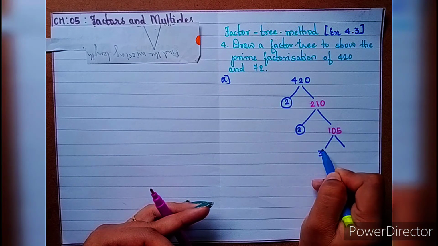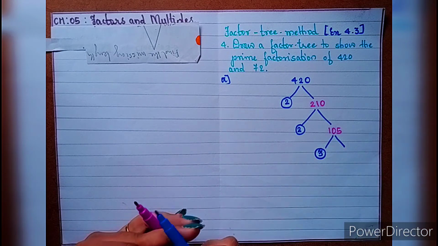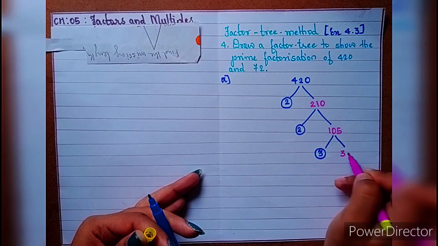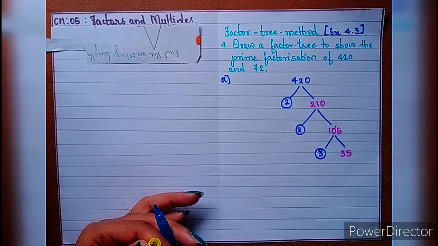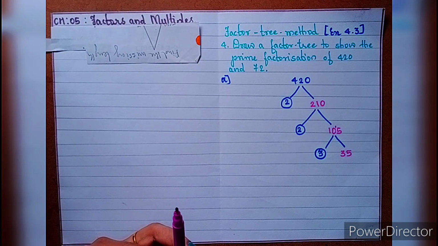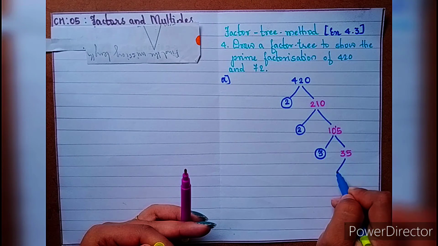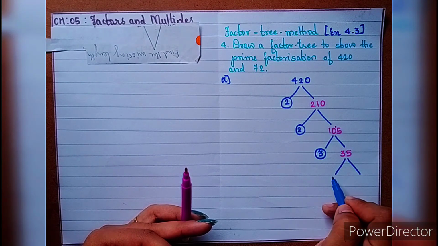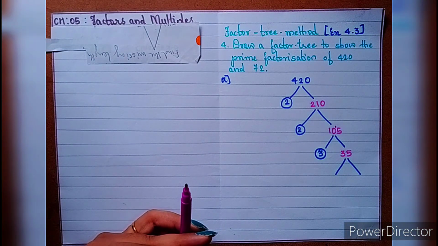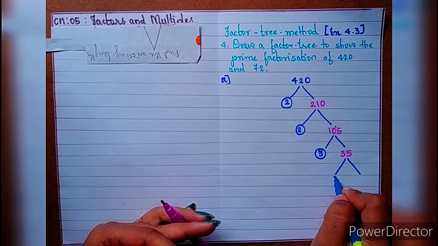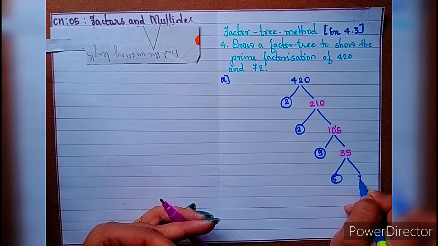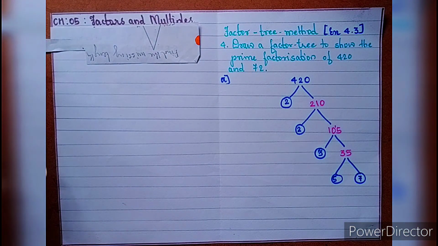So let's start with 3. 3 3s are 9. Okay, so remains 1. 3 5s are 15. So we have got 35. Now further 35 is divisible by 5. So let's find the further factors. 5 7s are 35. Therefore, if you see, 5 and 7 are not composite, those are prime.